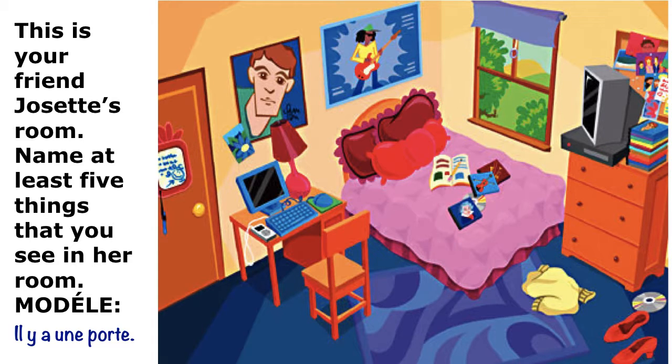Okay, here is a picture. I want you to name at least 5 things that you see in her room. Use the following example: Il y a une porte. There is a door. So what else can you say il y a about? If there's more than one, like, ooh, I think these are some DVDs or CDs, make them plural.